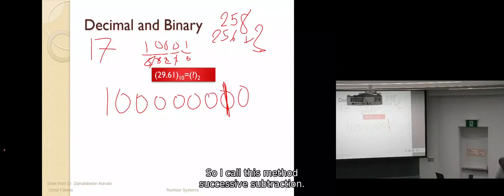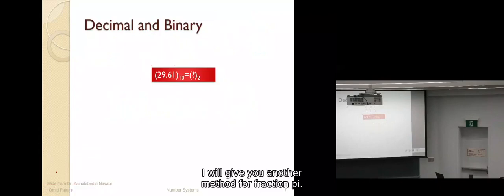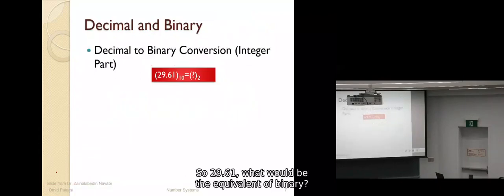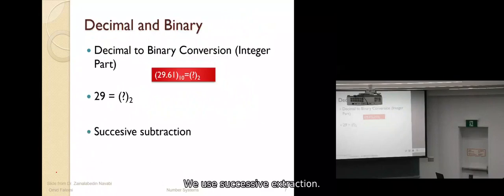So I call this method successive subtraction. It works for a fraction part, but it's harder. I will give you another method for the fraction part. So 29.61, what would be the binary equivalent? So 29 is the integer part.